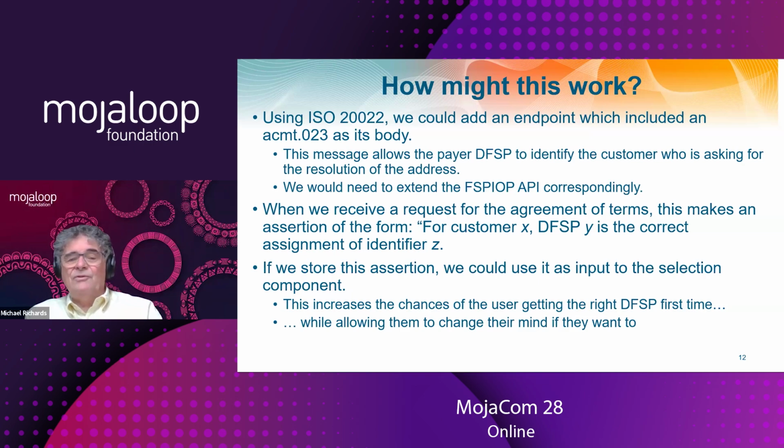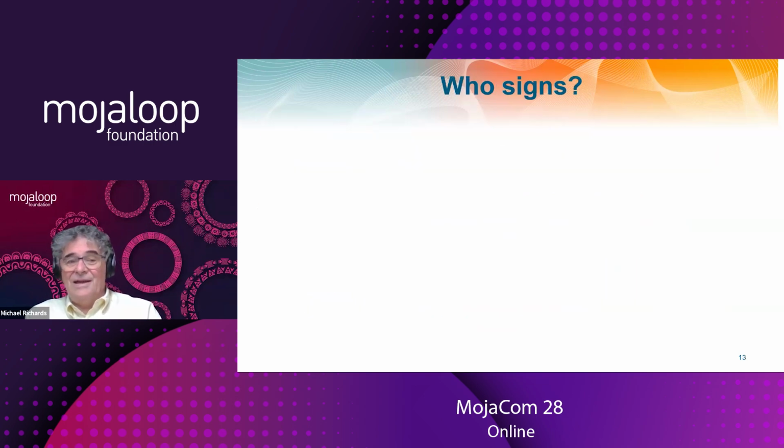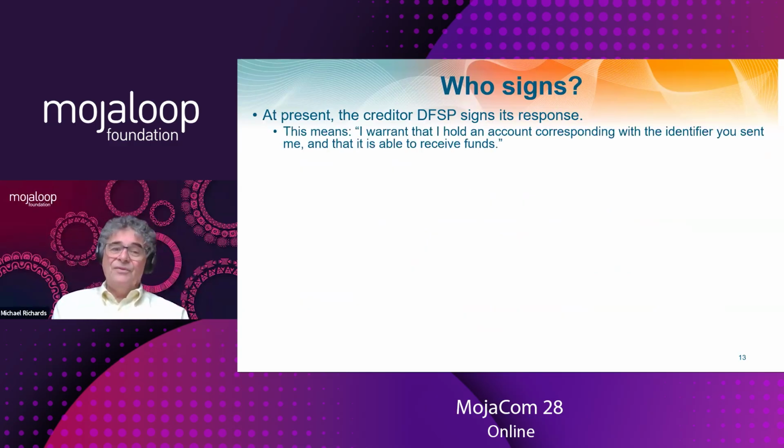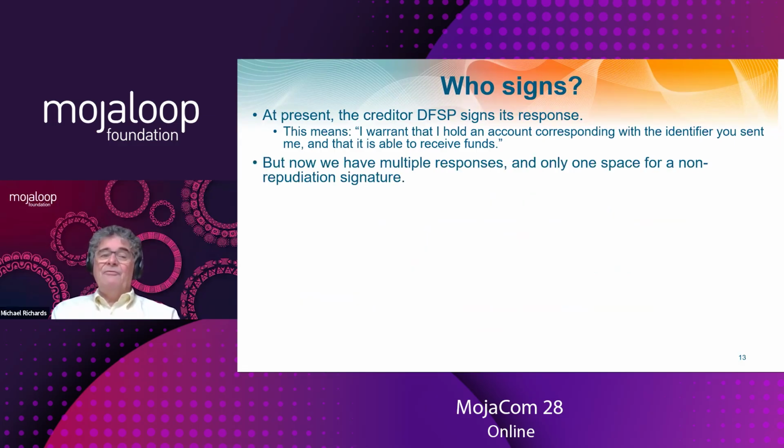Now, the question with multiple returns is who signs? At present, the creditor DFSP signs the response, an address resolution response, and that means I warrant that I do hold an account corresponding with the identifier you said and that it can receive funds. Now, if we are returning multiple responses, we've only got one space for a non-repudiation signature, the signature that says, I promise that this is good information.